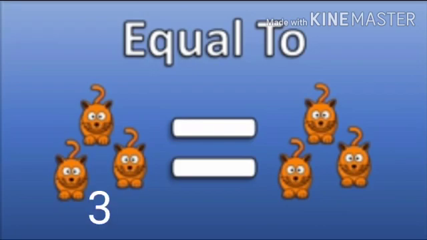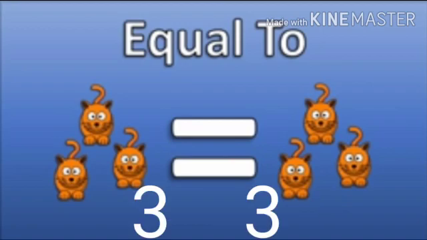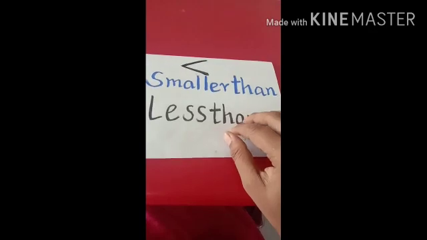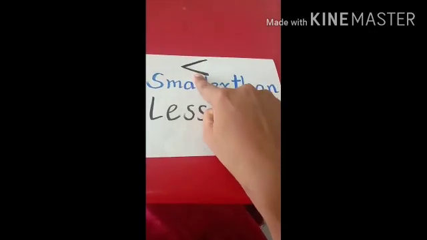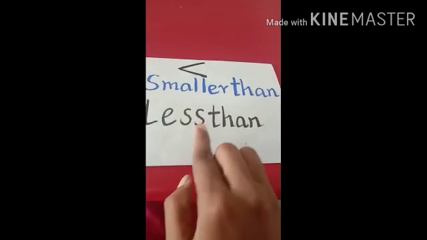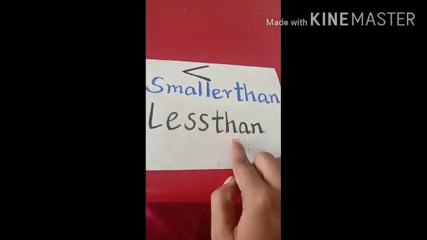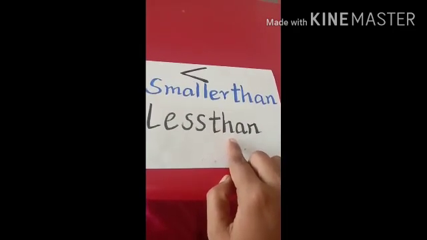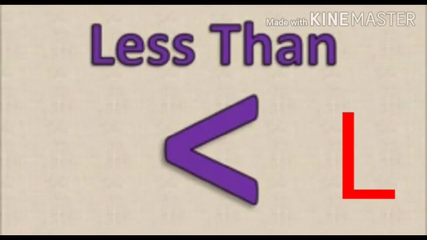In the left side we got 3 cats and in the right side we got 3 cats. So we got equal number of cats on both the sides. So 3 equal to 3. Here you can see the sign. This is said to be smaller than sign. It is also called as less than sign. This less than sign you can remember with the English alphabet L.